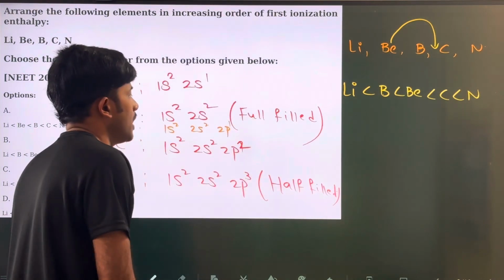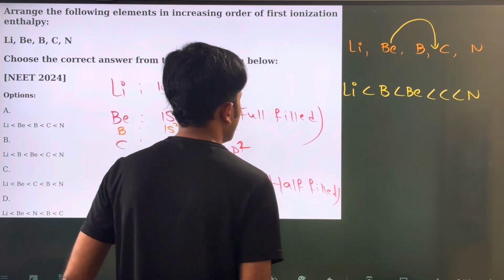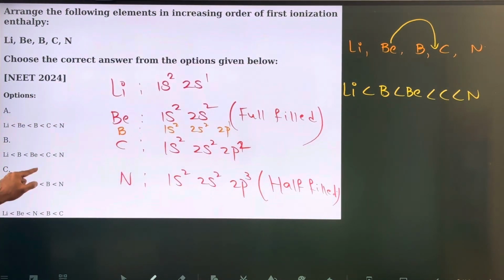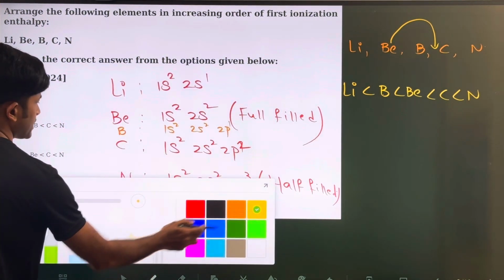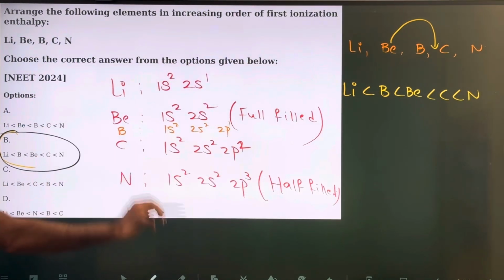Okay. Now, oxygen is not given here. So which one is matching your option? Lithium, boron, beryllium, carbon, and nitrogen. So you have to select option B. Which one is the right option here? Option B is the right option. Okay, is it clear, everyone?